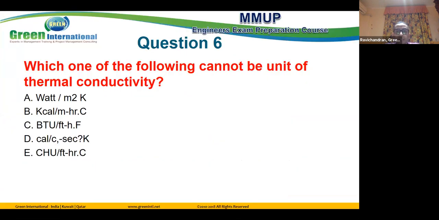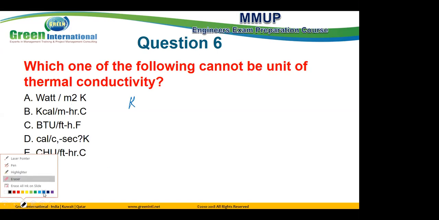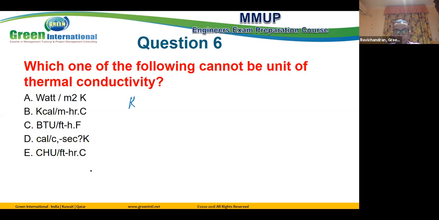Which one of the following can't be a unit of thermal conductivity? Thermal conductivity is what? A, watt per meter Kelvin, right? Watt per meter squared Kelvin. So what is watt per meter squared Kelvin? It's related to h, exactly. This is for h, not for k.